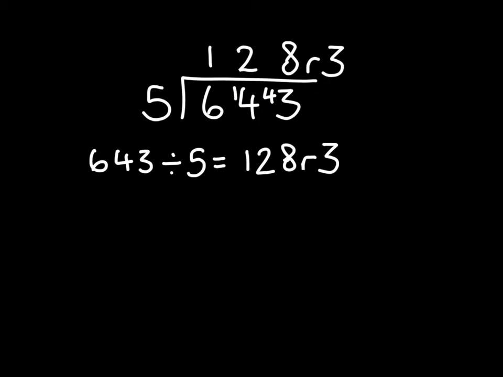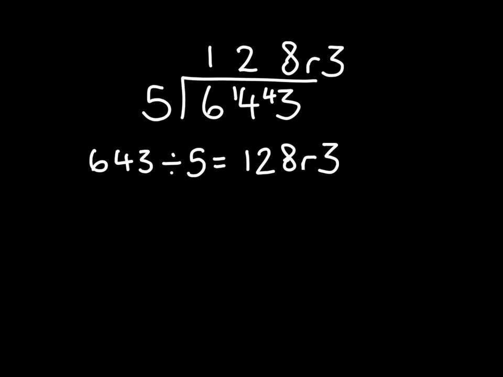In the short division video, we solved this problem at the top. 643 divided by 5, and our answer is 128 remainder 3. But let's take a closer look at this answer. We've got a remainder of 3. But what actually is that thing?